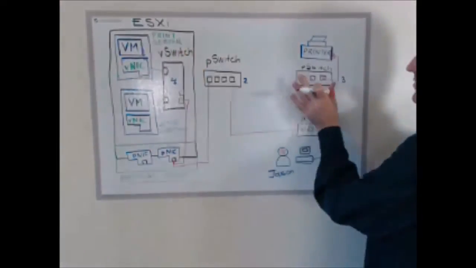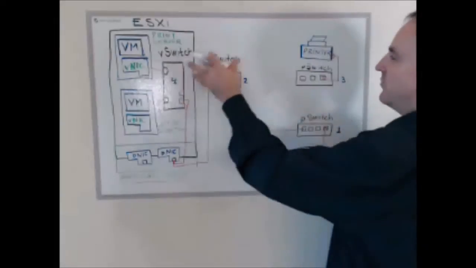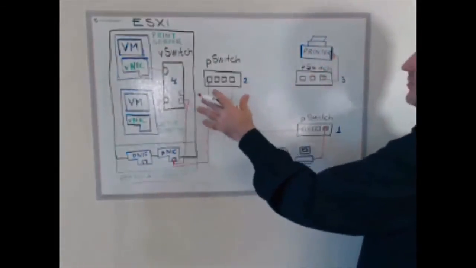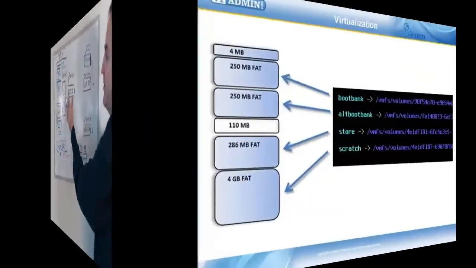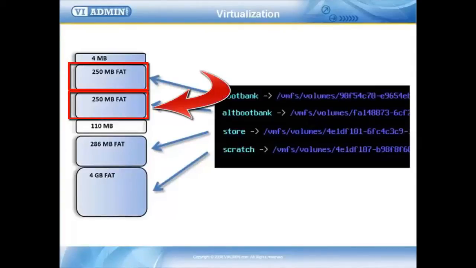The job will actually fail, or actually will stay on the queue, because there is no connectivity between our ESXi server and the printer. Whenever you patch or update ESXi, what it does is take everything from that first partition, copy it to the second partition, and that's your backup. So if you have to fall back, there's an option when you boot up ESXi to actually roll back to the previous version.